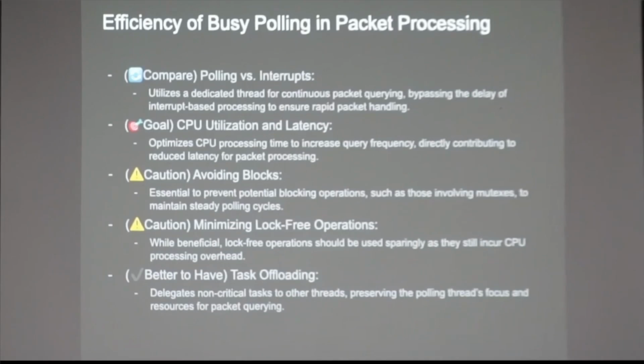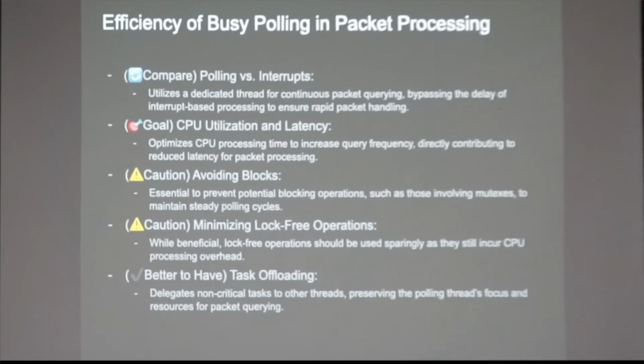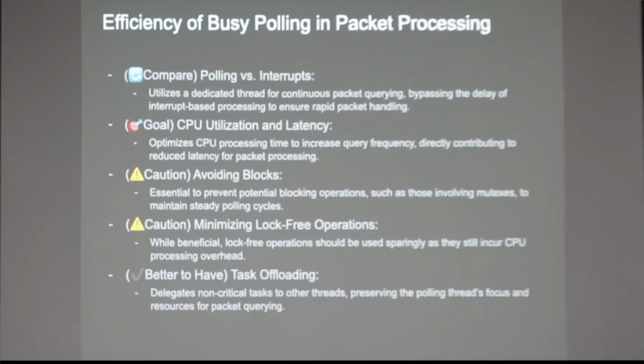However, we need to watch out for some issues in a busy polling process. If we can't maintain a steady polling frequency, it may cause issues. First, we need to avoid blocking operations, such as system calls. Then, lock-free operations should be minimized, because they can trigger CPU core-to-core communication, and then we need to offload unnecessary tasks to other threads. These limitations can be challenging for system design.